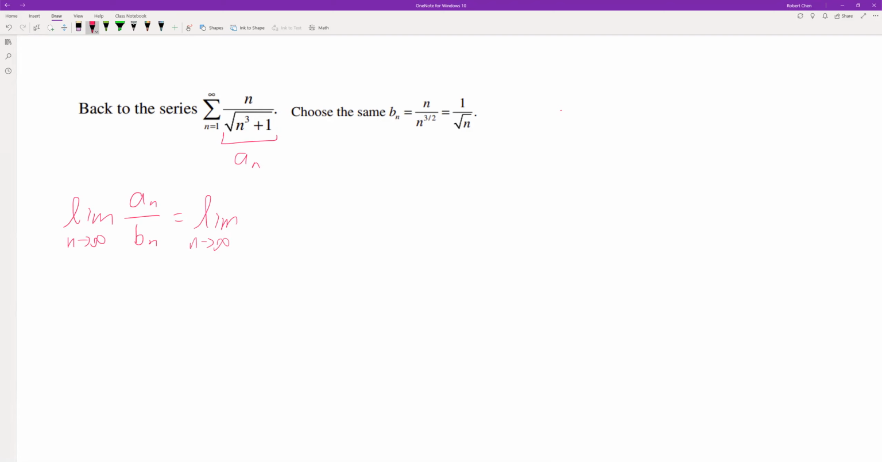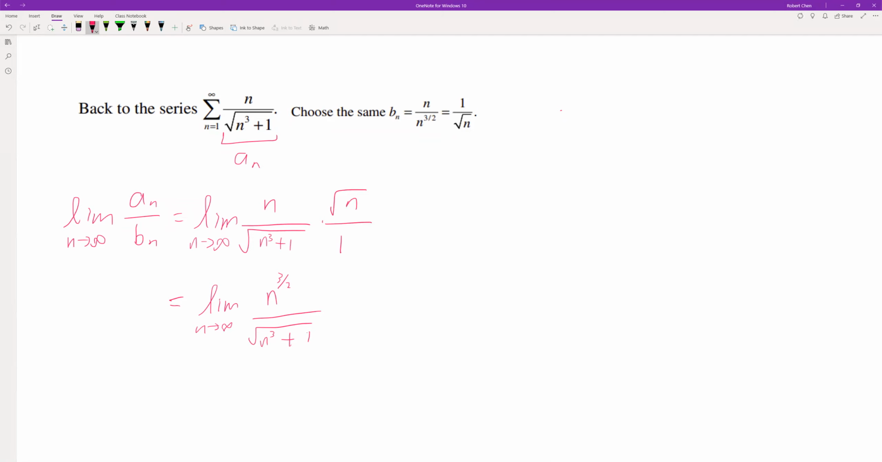An, that's n over the radical of n cubed plus 1, divided by bn. So we need to flip that. That's radical n over 1. All right, so let's see what we have. Here I have the limit as n approaches infinity of n to the power of 3 over 2 over the radical of n cubed plus 1.